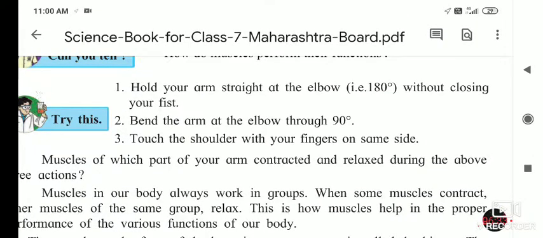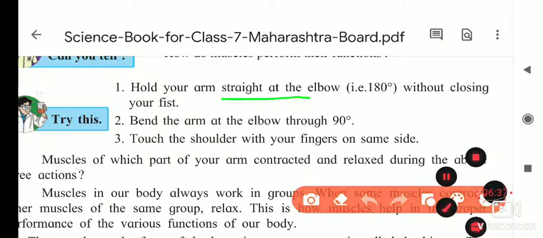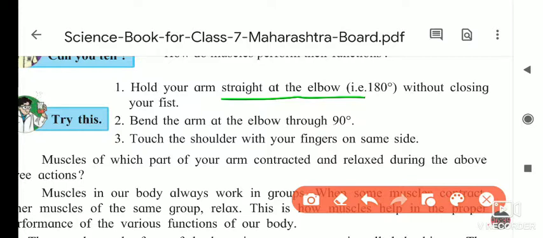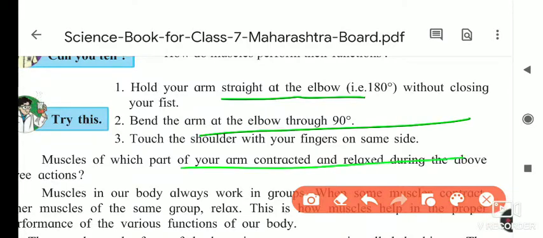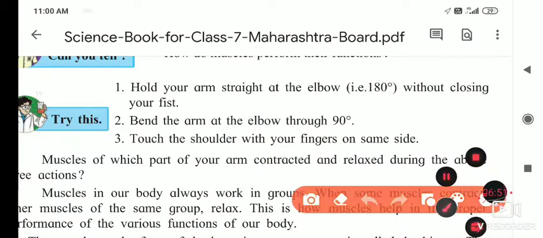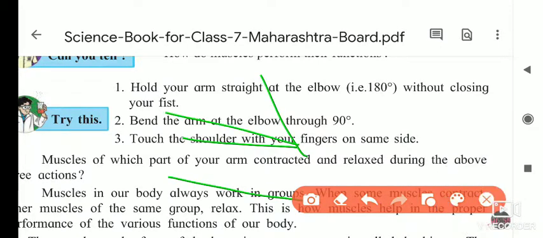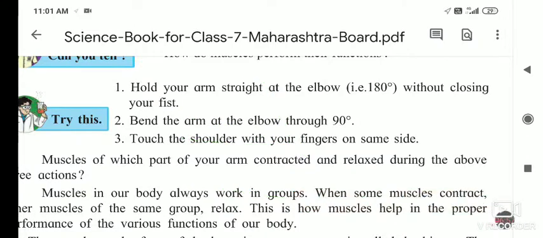Hold your arm straight at the elbow, that is 180 degrees. You have to straighten your hand this way without closing your fist. The fist must stay open. Now we have to bend our arm. Suppose this is your hand, and you have to bend it to 90 degrees.